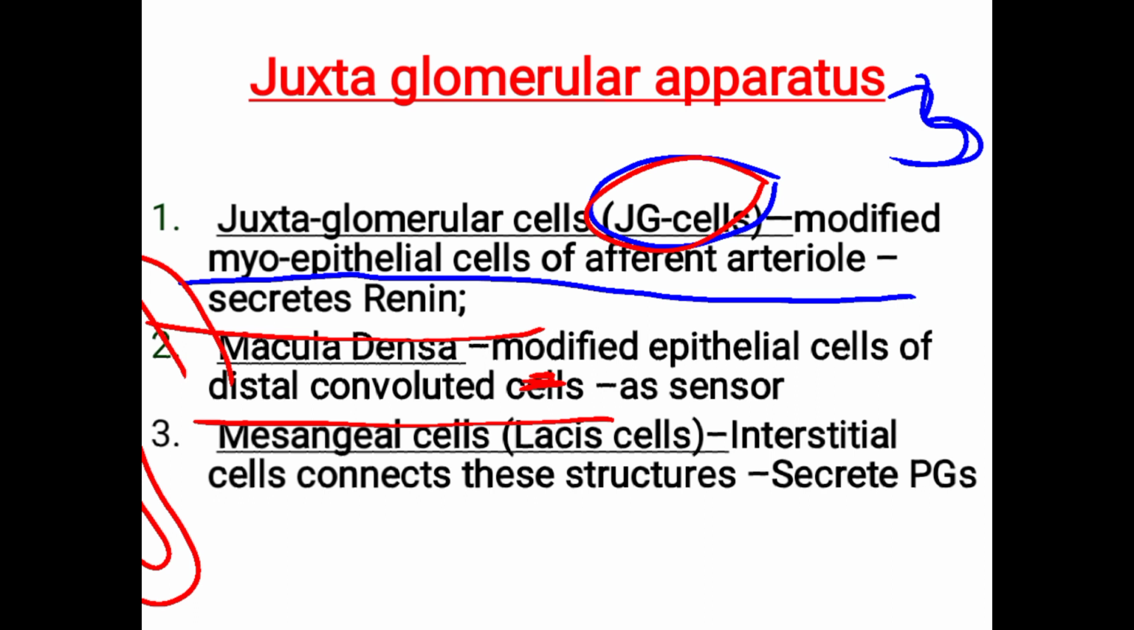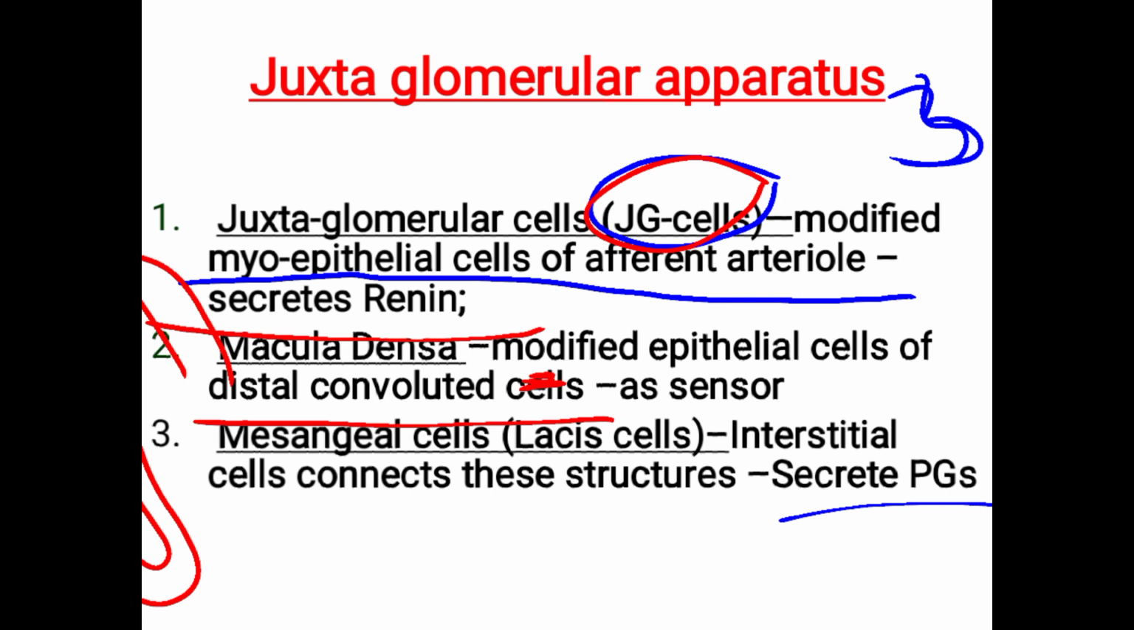Next is the mesangial cells, or Lacis cells. This mesangial cell is present between the JG cell and the macula densa. It connects these two structures. The macula densa and JG cells are connected by Lacis cells. They mainly secrete prostaglandins. Clear? This is a very important question for your exam.